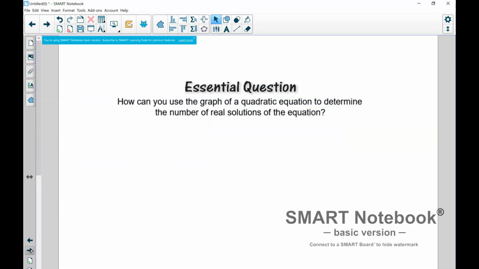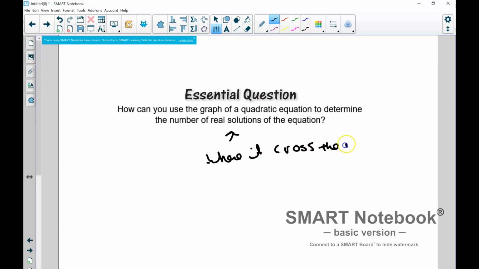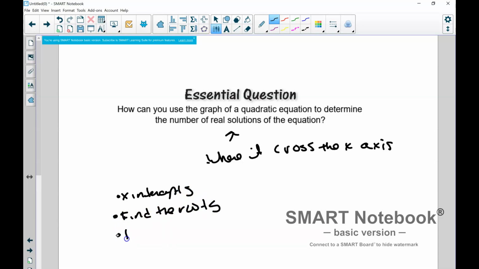So how can you use the graph of a quadratic equation to determine the number of real solutions of the equation? So we want to find out what real solutions are, where they cross the x-axis. All right, so where something crosses the x-axis is the solution. Now, this is asked in several ways. You could be asked for the x-intercepts. You could be asked to find the roots. You could be asked to find the zeros. You could be asked to find the solutions. All of these ways do the same thing. They tell you where it crosses the x-axis.